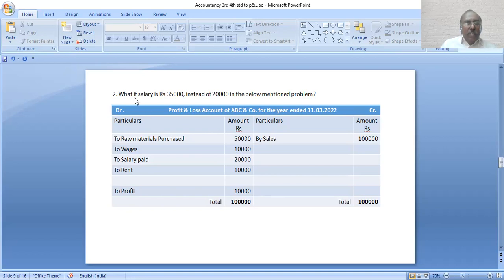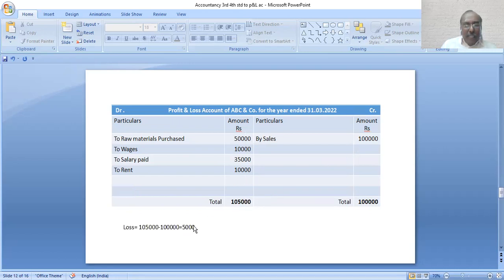Now let us work this out in a simple, different way. What if salary is 35,000 instead of 20,000 in the problem? Then when you total the expenses, it becomes 35, 45, 55, 1 lakh 5,000, whereas the income is only 1 lakh. Now we need to compute the profit or loss. Here the expense is more and income is less, so expense minus income gives a loss of 5,000 rupees.